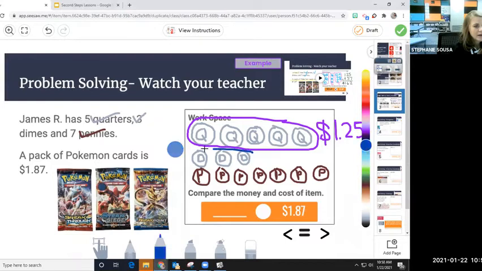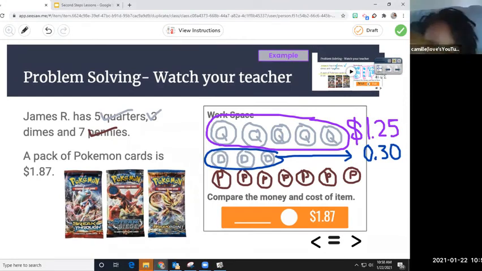Because I want to add my money together, I'm going to go ahead and line up my decimal points. I know that 30 cents is $0, decimal point 30. So I like to add up my money as I'm working. So I'm going to go ahead and put them in line with my dollars, 10 cents, and pennies.